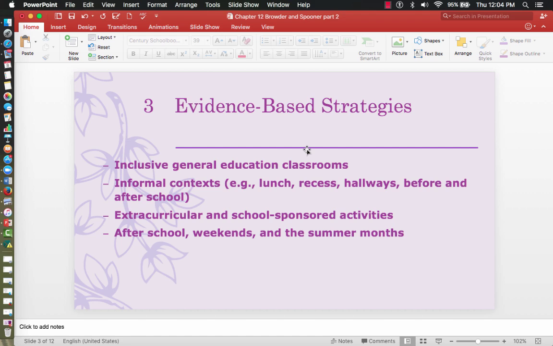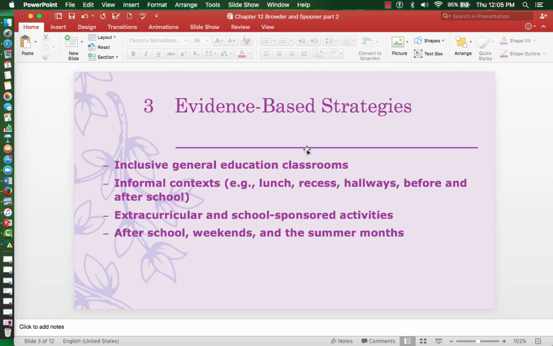So, some very useful evidence-based strategies, and this is in all of the research that you're going to find. Inclusive general education classrooms, when appropriate. Remember, it's not appropriate for everyone. If they're not flourishing in that inclusion classroom, then maybe we need to pull them out and give them a smaller classroom, a resource room, or even self-contained if that's what they need.